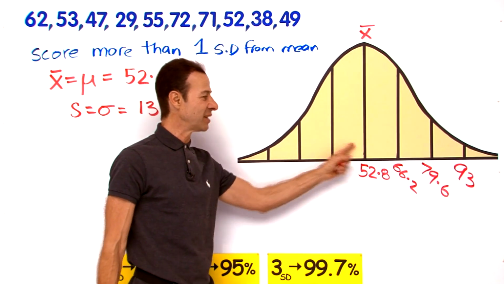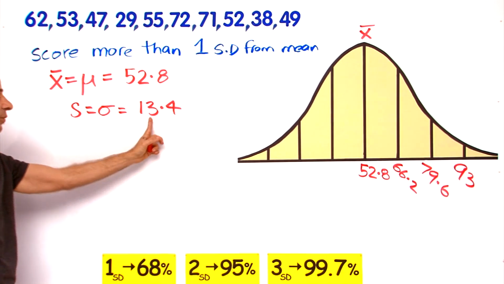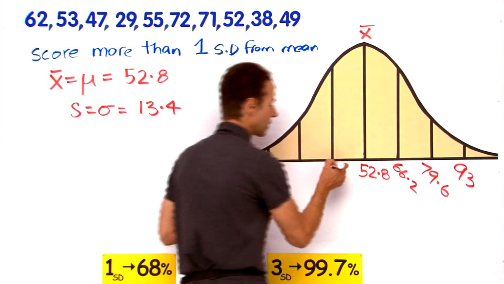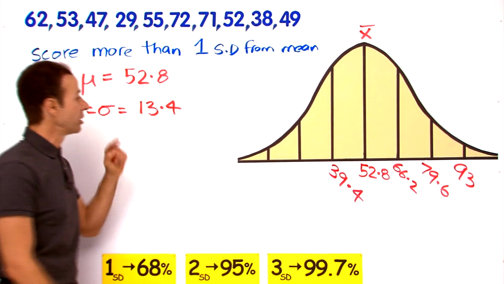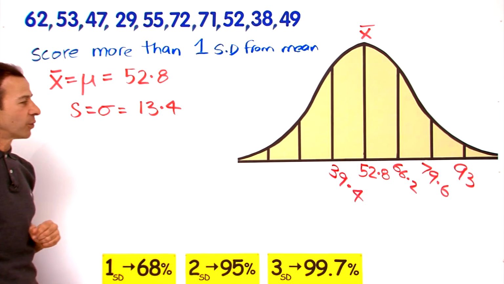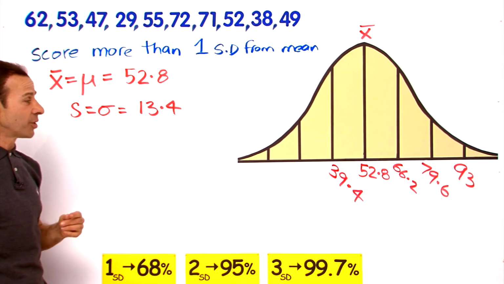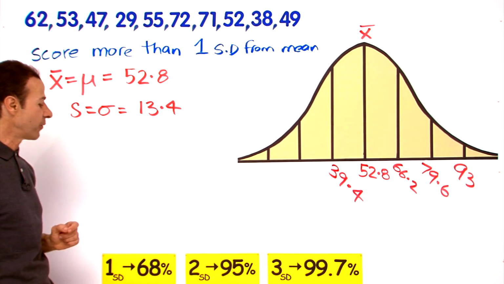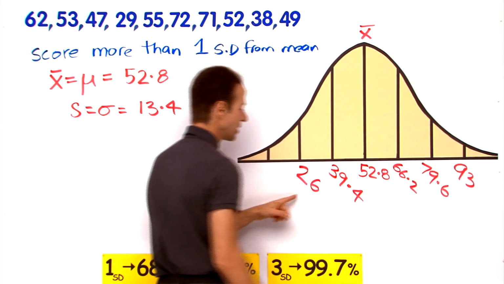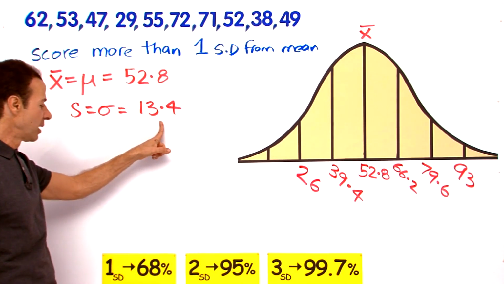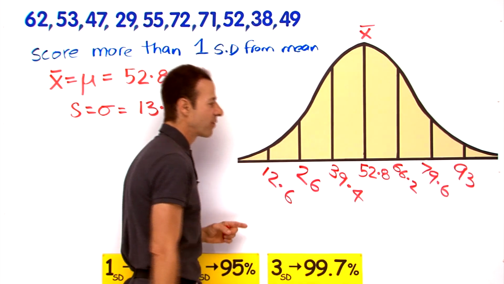Now we can subtract. We're going to subtract one standard deviation at a time. So 52.8, take away 13.4. That's going to give us a value of 39.4. Let's subtract another 13.4. We're going below again, another standard deviation. 39.4, take away 13.4. That's going to give us 26. Subtract another 13.4. That's going to give us a value of 12.6. Okay, we've labeled it.